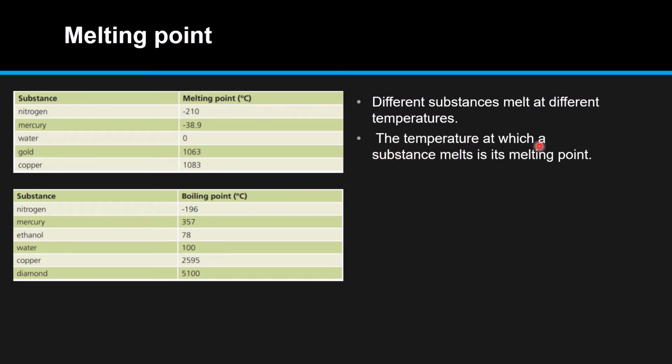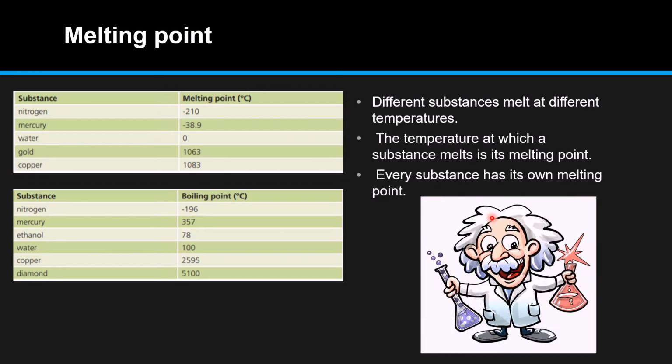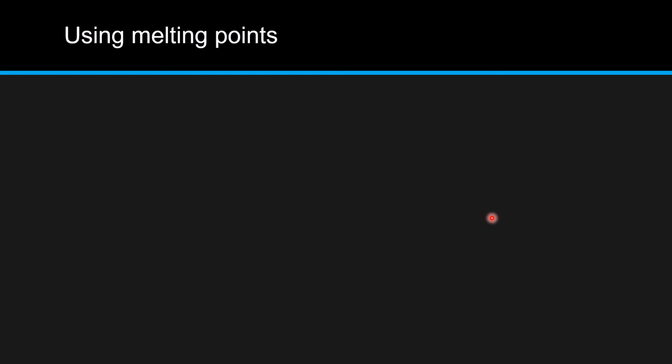The temperature at which a substance melts is its melting point. So when a substance melts at one certain temperature, that's known as its melting point. Every substance has its own melting point, and a substance cannot melt at another substance's melting point. Okay, so let's talk about the next one, which is using melting points.